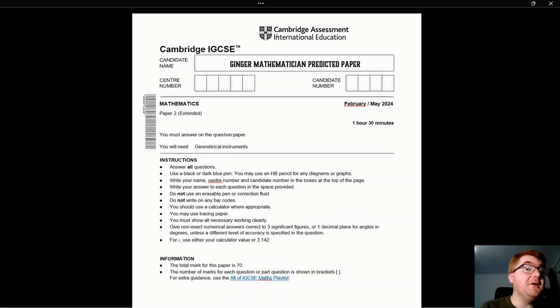So today I'm going through my predicted paper for paper 2 on the iGCSE 0580 course, and this is for both February and May 2024. It is 1 hour and 30 minutes long, so this is how long you should give yourself to do this. If you want to have a go at this by yourself, then do look in the description below. You can download a blank copy of this, and you can either do this beforehand and then watch the video, or you can do a question, watch the video, do the question, watch the video. I will leave that up to you.